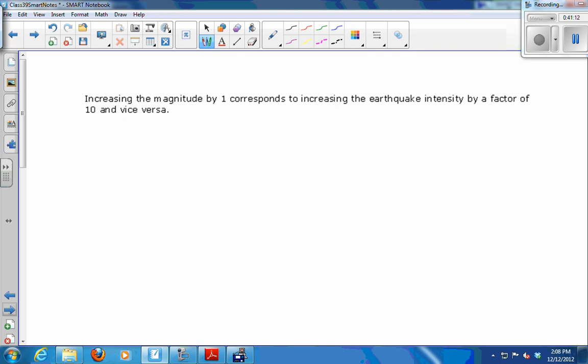So this is how the Richter scale works. If you increase the magnitude by 1, like a 5 to a 6, or a 4.1 to a 5.1, that means you increase the intensity of the earthquake by a factor of 10. 10 times as intense.